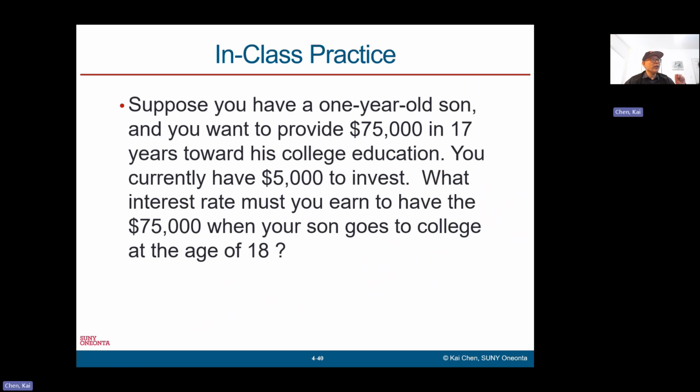Next, it is in-class practice. Here, I'm not going to discuss this question. You can read the question and try to solve it by yourself. Then you can check whether your answer is right or not. The answer is on the note panel below the slides. Okay, you will find it.